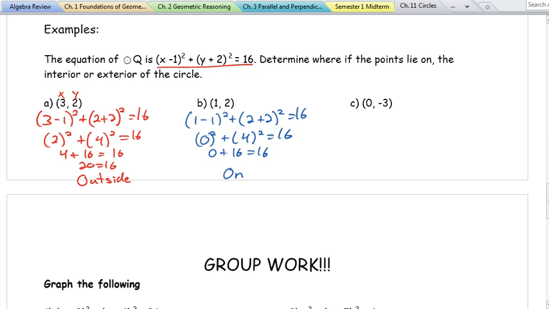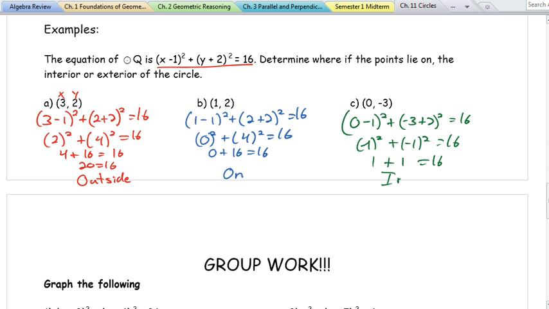And then the last one, plug it in. 0 minus 1 squared plus -3 plus 2 squared equals 16. So we have -1 squared plus -1 squared equals 16, or 1 plus 1 equals 16. 2 is less than 16, so this would be inside the circle. So again, pretty simple there. If anything, it's just time consuming, making sure you plug in. Be careful with your negatives. You'll see a problem like this.